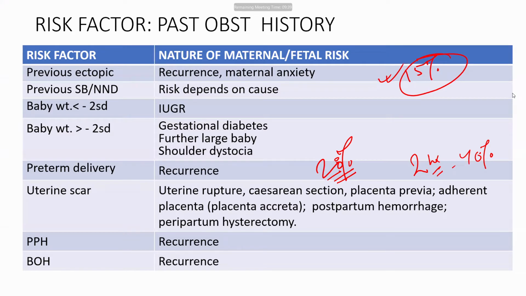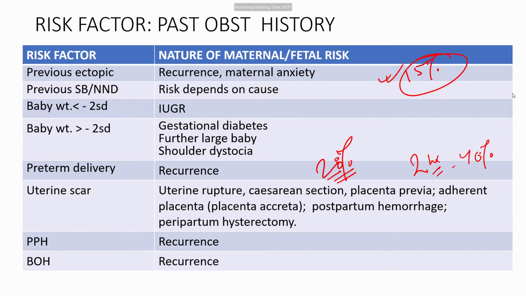If the placenta attaches to the previous scar, that could be placenta previa or placenta accreta. There is incidence of placenta previa if the patient has a uterine scar. Similarly, peripartum hysterectomy. So these are the consequences.